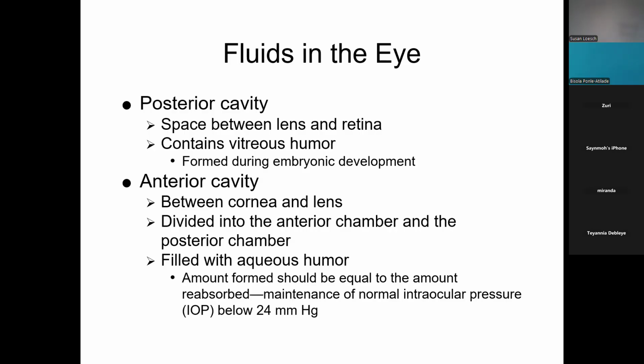The posterior cavity has the lens and the retina. It also has the jelly-like vitreous humor. The vitreous humor holds the retina against the choroid, and that helps the choroid provide the nutrients to the retina and maintain the shape and the size of the eye. Sometimes people can have little specks floating through here, known as floaters.